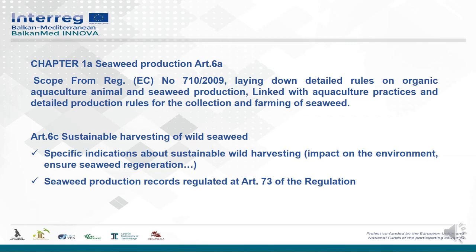Article 6C, Sustainable Harvesting of Wild Seaweed. It shows specific indications about sustainable wild harvesting. So their impact on the environment is considered in order to ensure seaweed regeneration, so as to not have over-harvesting, like in the case of wild collection of terrestrial plants. Seaweed production records are regulated in Article 73 of the regulation.